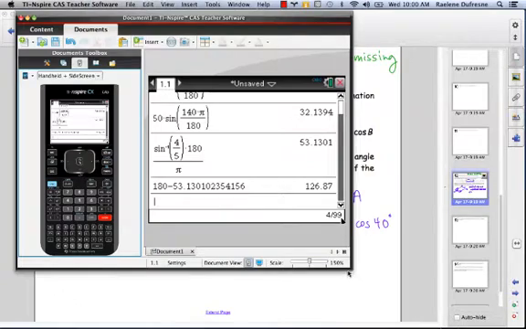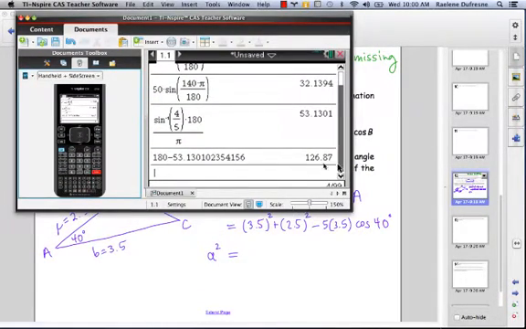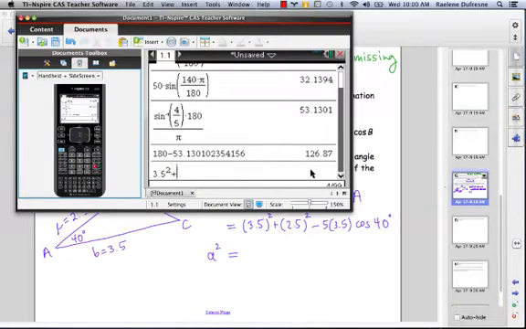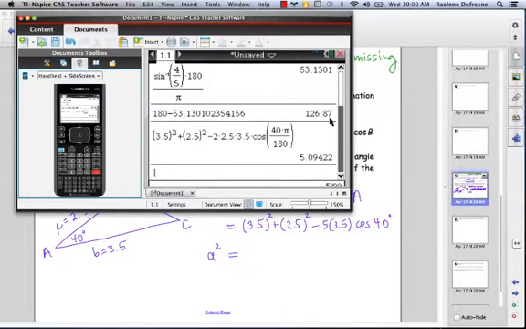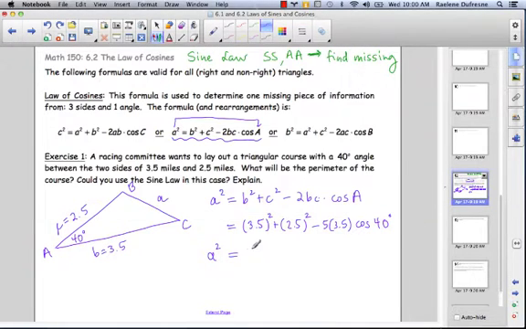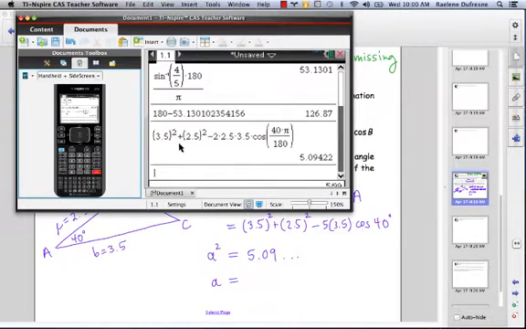So let's just make this a bit smaller so we can see underneath. So we have 3.5 squared plus 2.5 squared minus 2 times 2.5 times 3.5 times the cosine of 40 degrees. I am still in radian mode, so I'm going to manually convert degrees into radians by multiplying by pi radians divided by 180 degrees. And I will approximate that value to get 5.09, approximately 5.1 for the value of A squared. In fact, I don't really care to know what A squared is, I want to know what A is. And so I'm going to take my result and square root it.